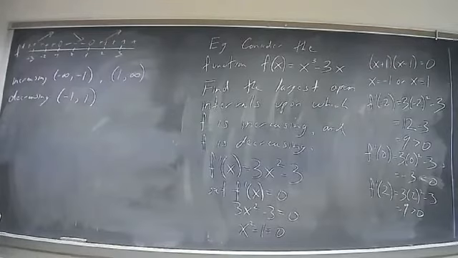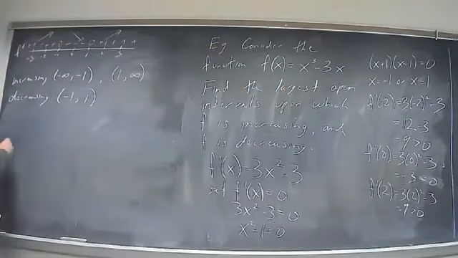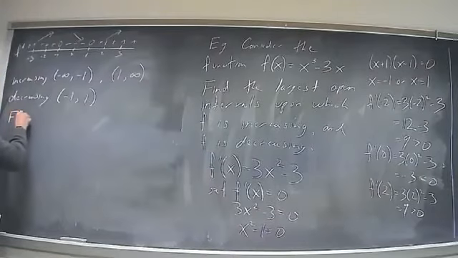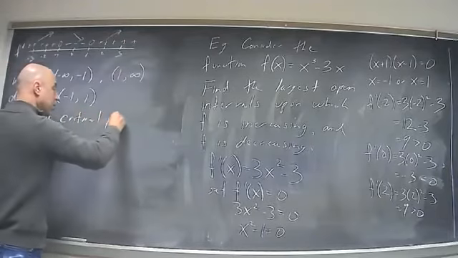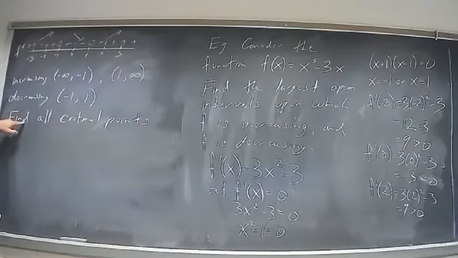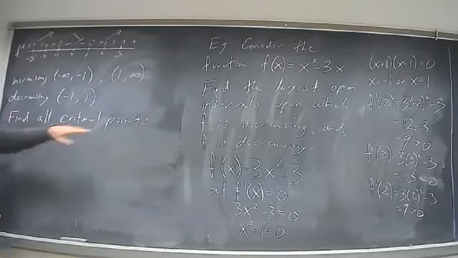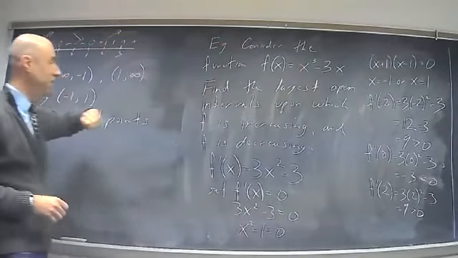Let me ask you another question, and we're going to use the same piece of information that we've already generated here, this sign chart. I'm going to ask you a question about the same function. Find all critical points. And let me remind you that a critical point is a place where the derivative either equals 0 or doesn't exist. This function has no places where the derivative doesn't exist. So if it's going to have any critical points, the derivative is going to have to equal 0.